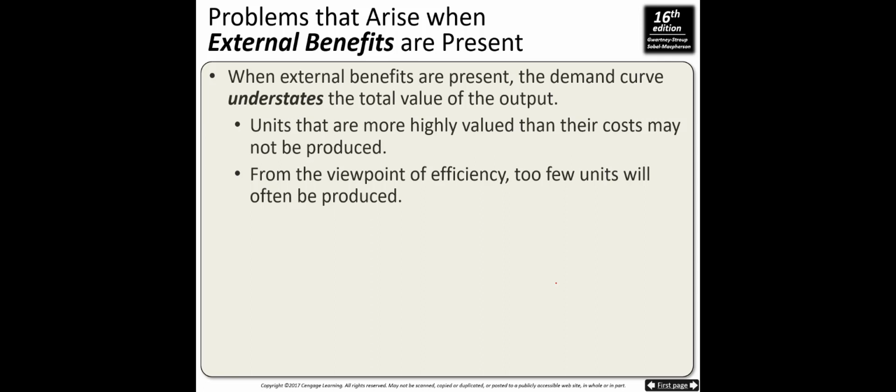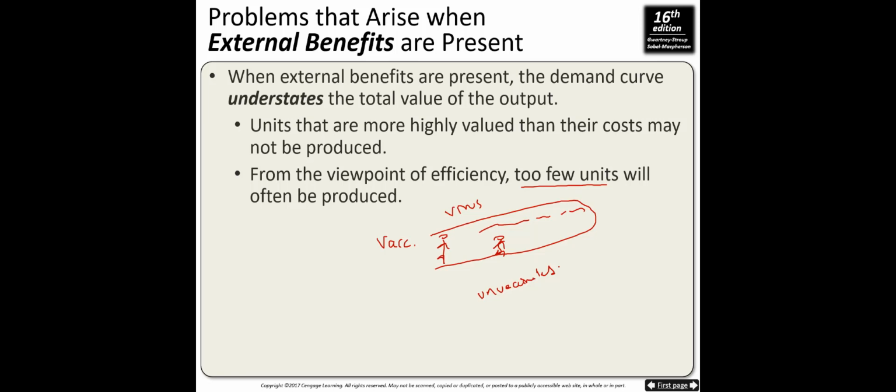From the viewpoint of efficiency, this time too few units will often be produced. Now, let's think about vaccination, COVID-19 vaccination. Vaccination has an external benefit. Why? I can be vaccinated, your friends can be vaccinated, and if many people are vaccinated, then there is a barrier between the virus and unvaccinated people. You see, you are actually protecting unvaccinated people by not contaminating the virus.